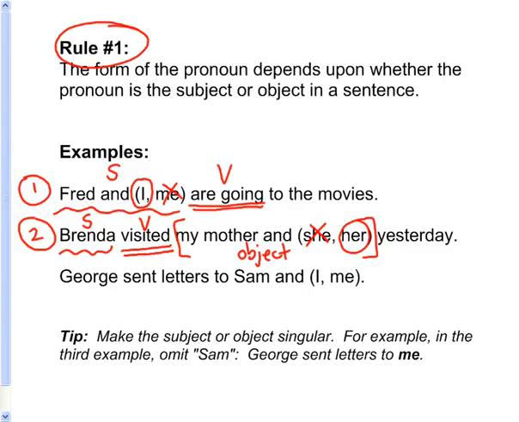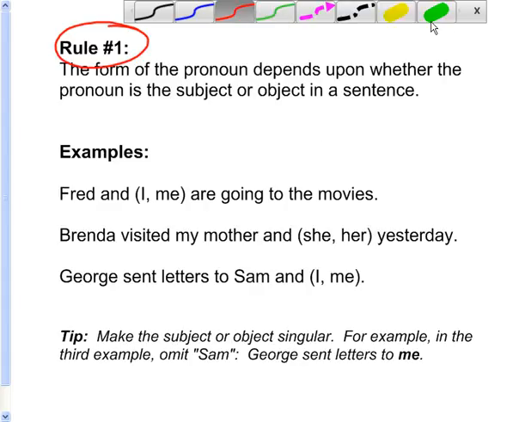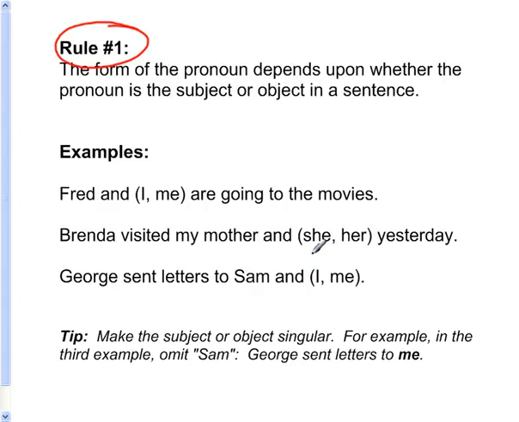Okay, now that is the correct way of doing things, and a little bit complicated. An easier way, but not as reliable, is by using your ear. And here's a good tip. This is sort of a shortcut, but again, it might not be totally reliable because you can't always rely on your ear when it comes to pronoun case use, but let's try. Tip: make the subject or the object in the sentence singular. For example, in the third example, omit Sam. So it would be George sent letters to me.